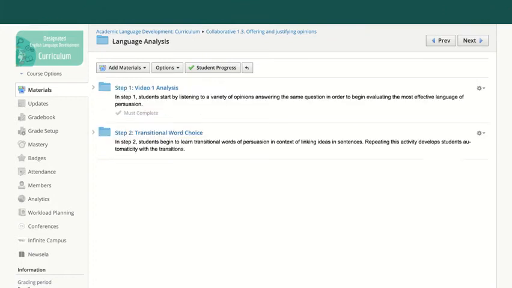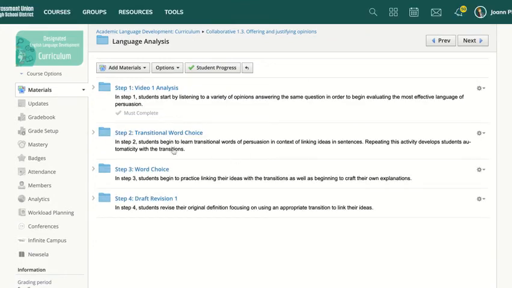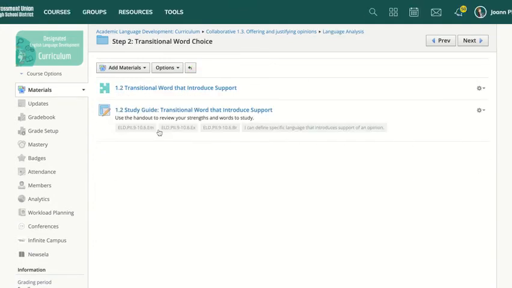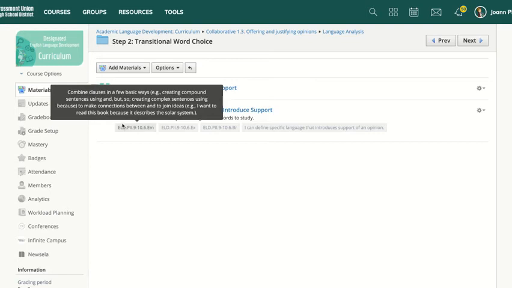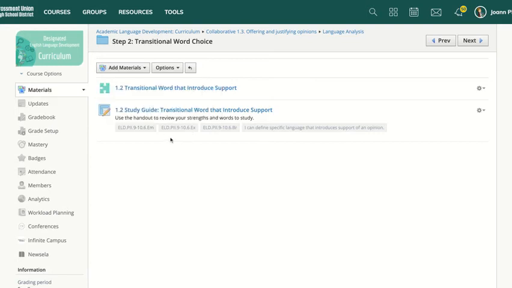Going back, let's look at our step 2. Remember, this was a recycled activity, meaning it was done more than once. And you can see this is done as an assessment, which means students will be able to take this and retake it. But it also has an attached study guide that students can work through in order to fully understand the assessment.